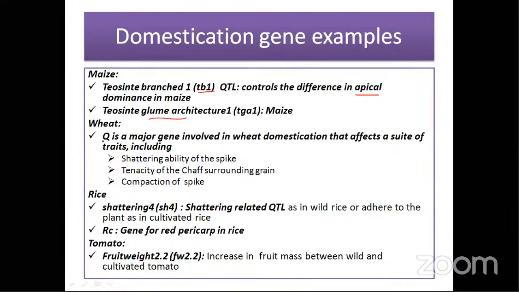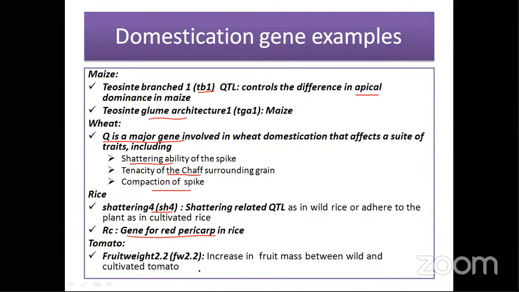In the case of wheat, the Q gene is a major gene which was involved in shattering ability, tenacity of the chaff, and compaction of the spike. All these traits were taken care of during the evolution of the crop, that is wheat. So the Q gene is a major gene for domestication in wheat. In the case of rice, you can see the shattering gene, SH4, and the red pericarp gene. These two genes are very important, and they account for the maximum part of domestication.